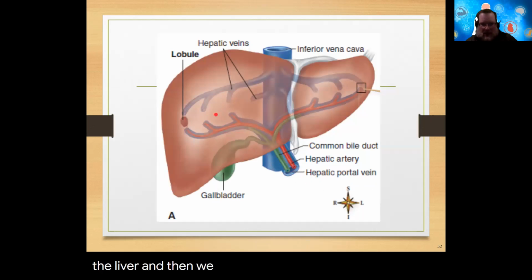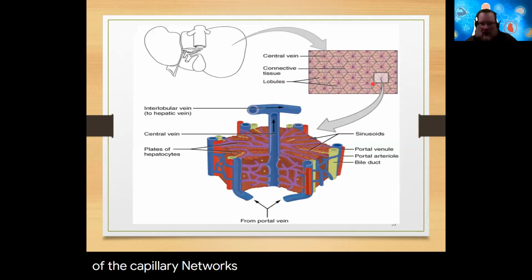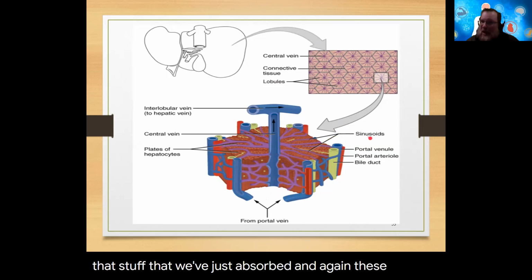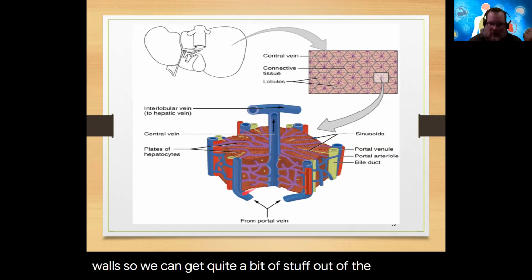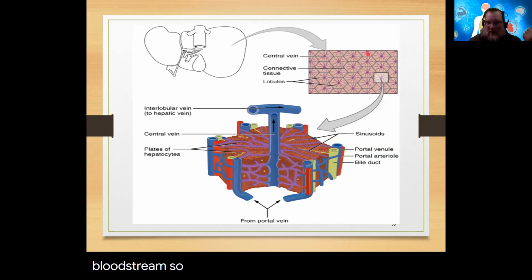And then we see these lobules are going to be kind of the capillary networks of the liver. So these are all the capillary beds of the liver. It's where we can drop off all of that stuff that we've just absorbed. And again, these capillaries are going to be sinusoid in their structure, so they're going to have larger pores in the wall, so we can get quite a bit of stuff out of the bloodstream.